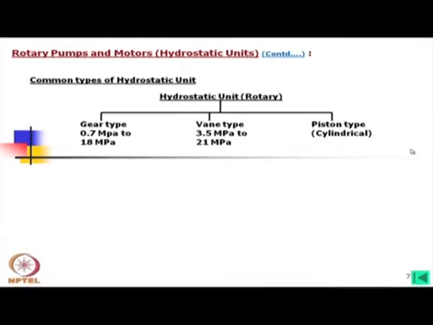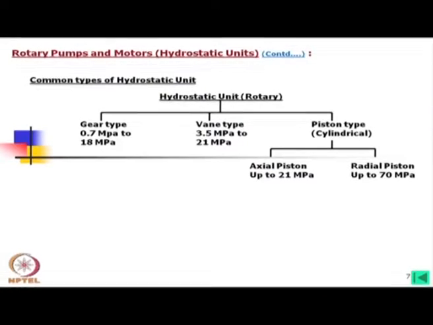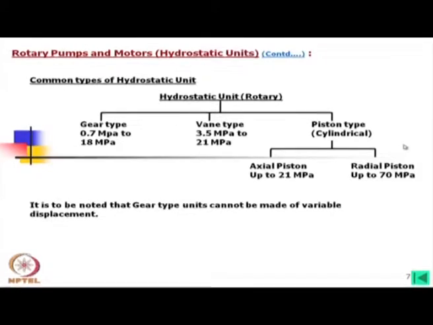Now, in piston type, we have axial piston, which can be used up to 21 megapascal, and there are radial pistons also, which can be used up to 70 megapascal. I would say that these are all general purpose. We can have more pressure, particularly with axial pistons. A very carefully designed gear pump nowadays can give even 20, 21 megapascals or even more, and vane type also can give higher pressure.